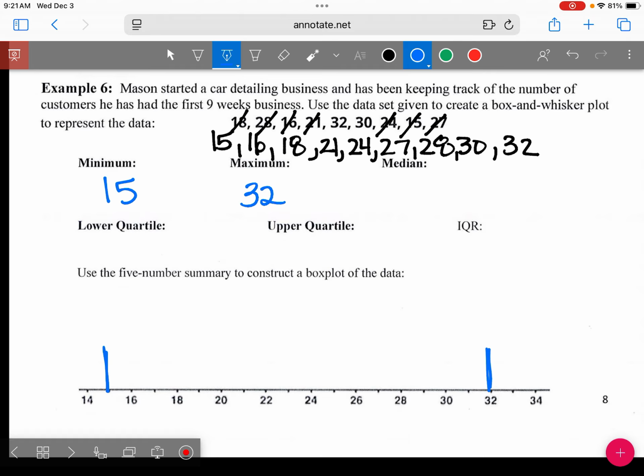What number is in the middle? 24. Who agrees that it's 24? Kyron says 24 is in the middle. Raise your hand if you think it's 24 in the middle. All right, so 24 is the middle. I'm going to draw me a line. So I'm going to take that 24 out, though.